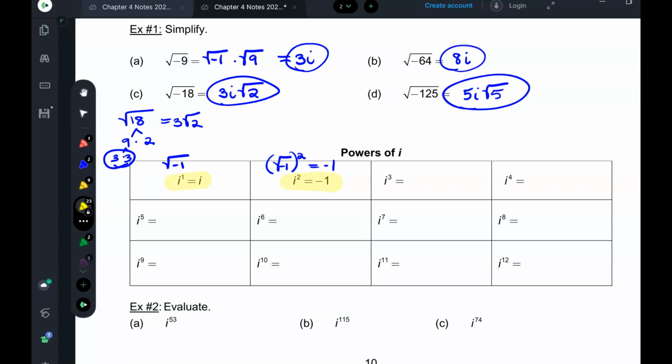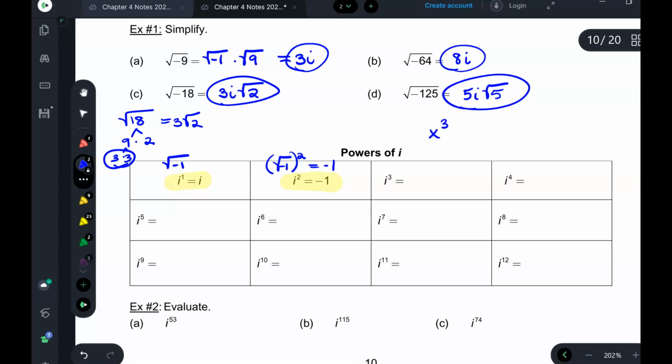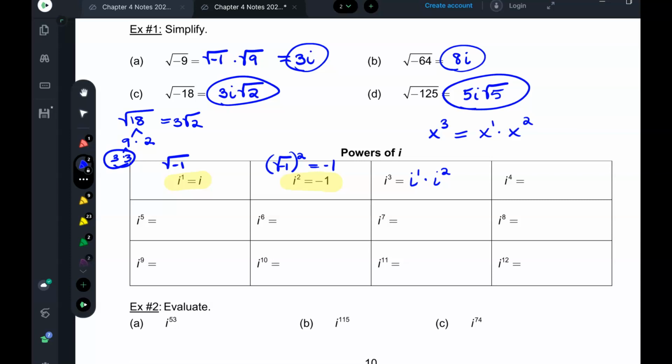What do you think i cubed is? If I had x to the third power, could I rewrite that as x to the first times x to the second? Yes, because of the property of adding exponents. Go ahead and try that with i to the third. That's going to be i to the first times i squared. I can't do anything with i to the first, so it's i.